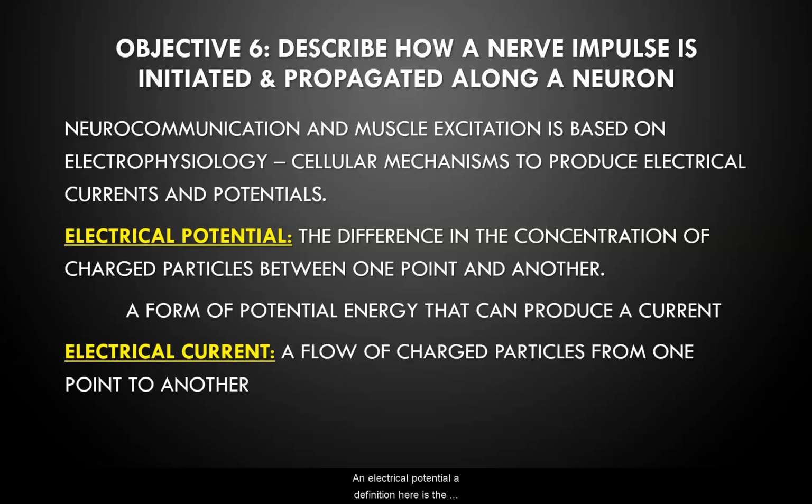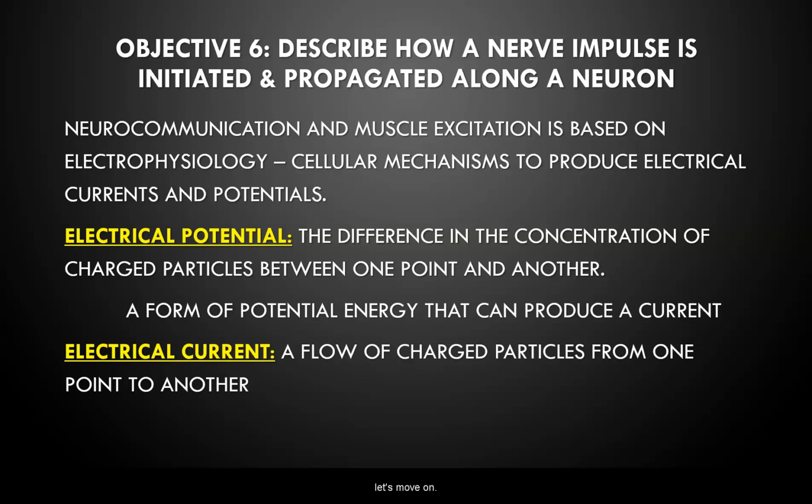An electrical potential, the definition here, is the difference in the concentration of charged particles between one point and another. This is a form of potential energy, or energy that has the ability to do work. And electrical potentials can produce a current. An electrical current is a flow of charged particles from one point to another.